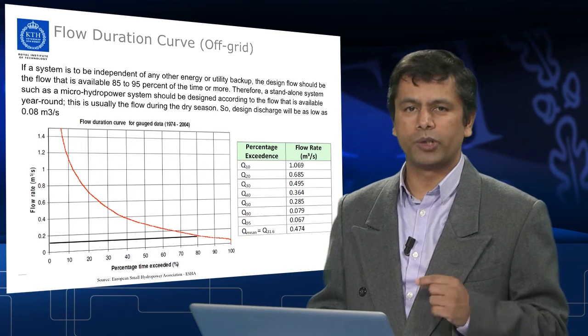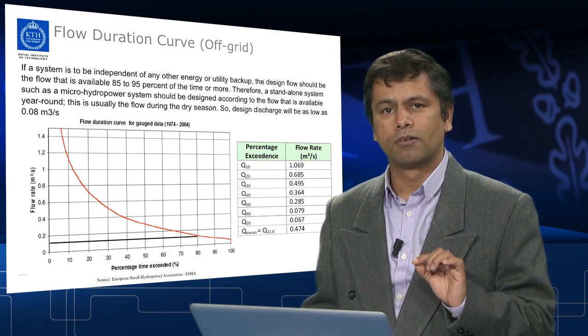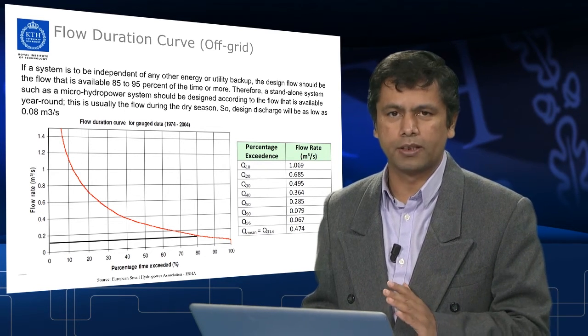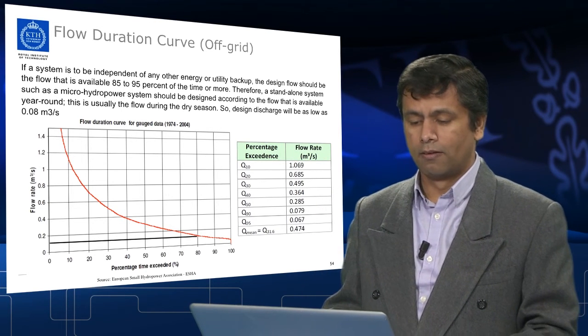So, how we design is we choose the flow at 80 to 95%.